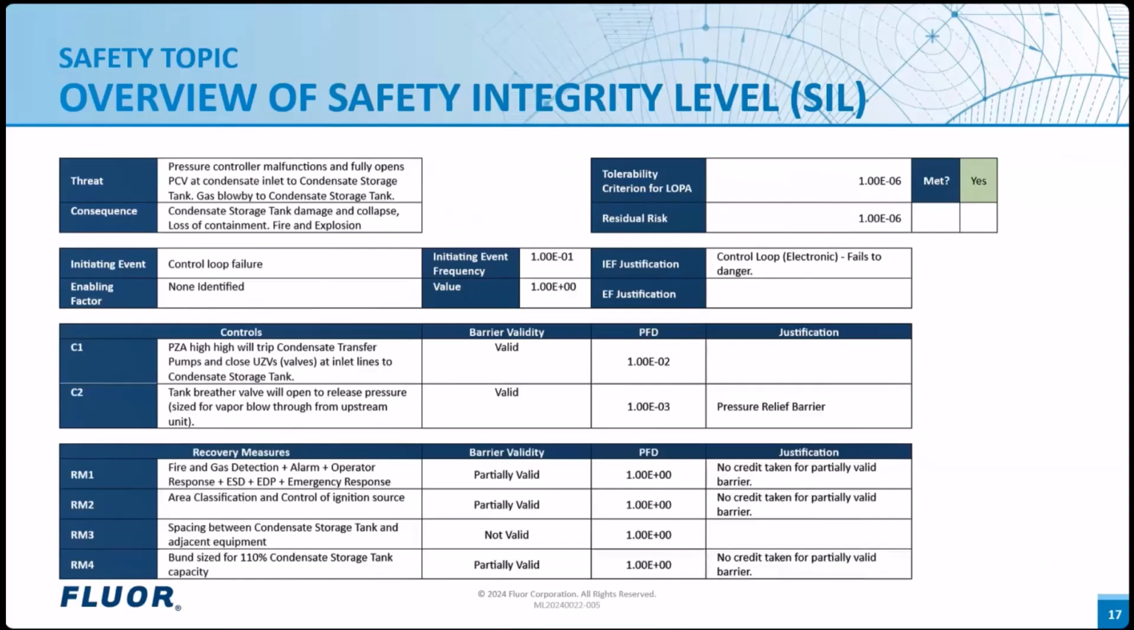So in the example that I gave, the initial risk was once every 10 years, and we want to reduce it to once every 10,000 years. So for this example, the equivalent PFD is 1 over 1,000, or 1 times 10 to the negative 3.